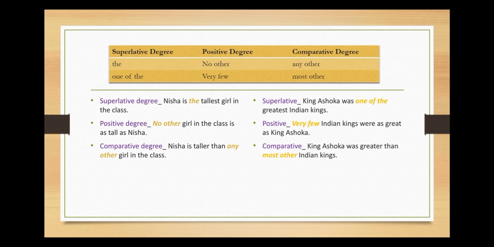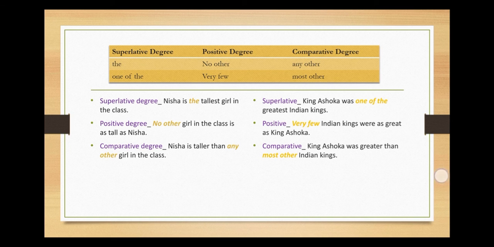Now see the positive degree of the first sentence. No other girl in the class is as tall as Nisha. I started it with "no other". But for the second sentence, I used "very few" to begin it. In comparative degree, "any other" is used in the first sentence and "most other" in the second sentence. One more important thing which we should remember is that when we begin positive degree with "no other", then we have to use a singular auxiliary verb like is, was. And after "very few", we will use plural, that is are, were, etc.